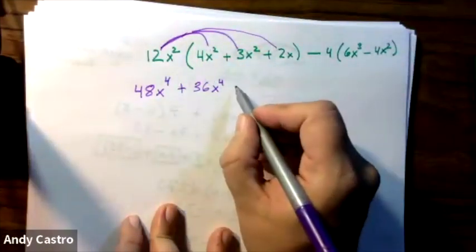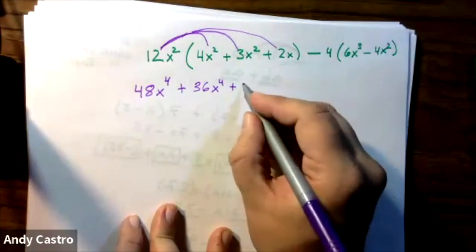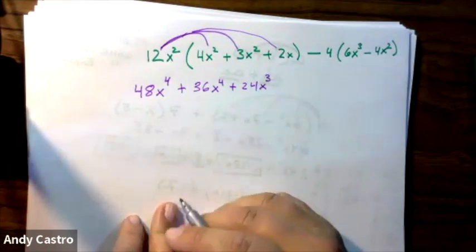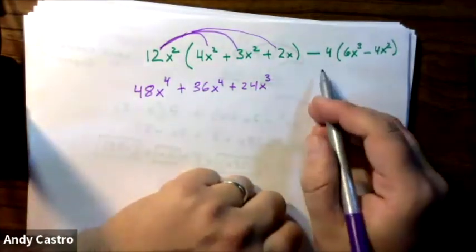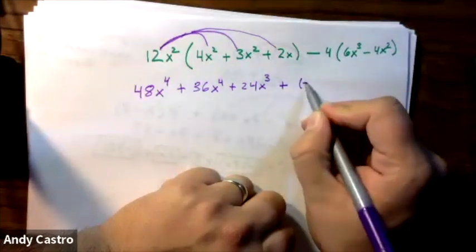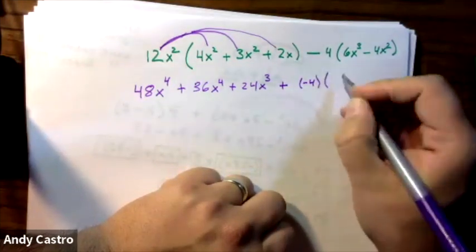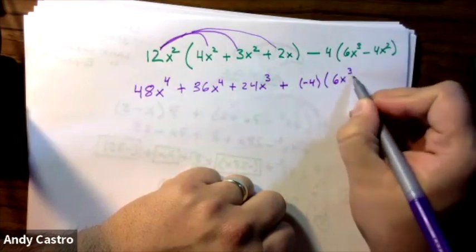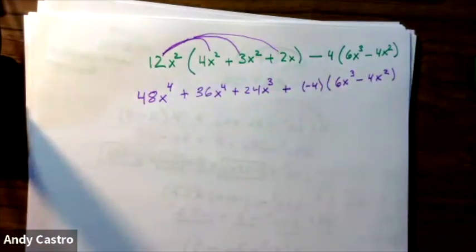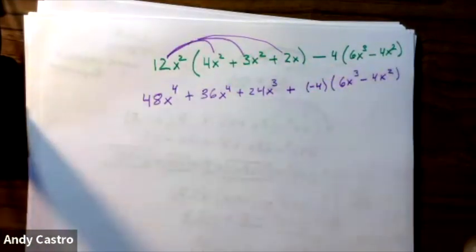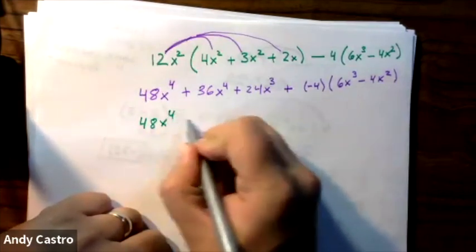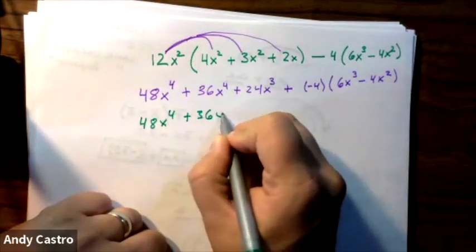12x squared times 2x, that's plus 24x to the 3rd power. All right, now what I'm going to do is I'm going to say plus, and then I'm going to do negative 4 times 6x cubed minus 4x squared. And I did that kind of on purpose because it's important here. This is one of the mistakes that I see students make a lot. So let me get this copied here on the next line.